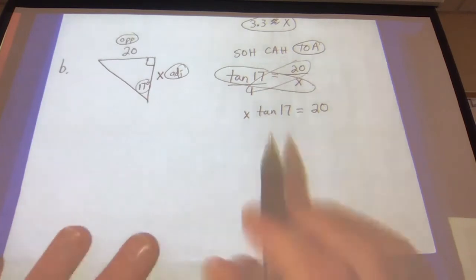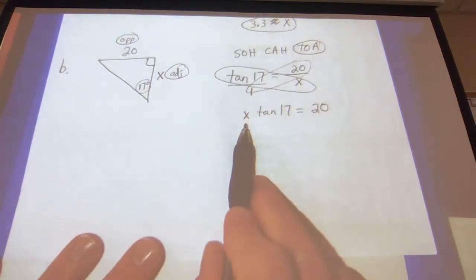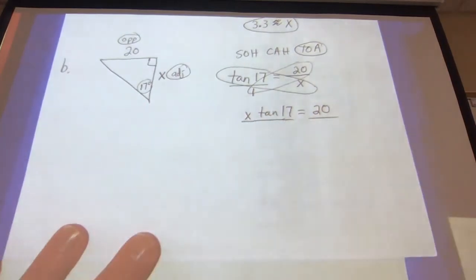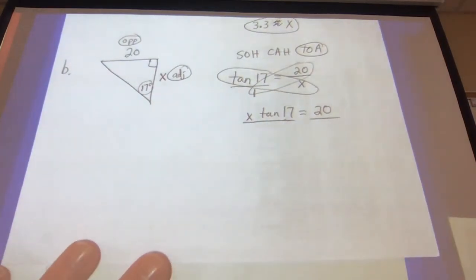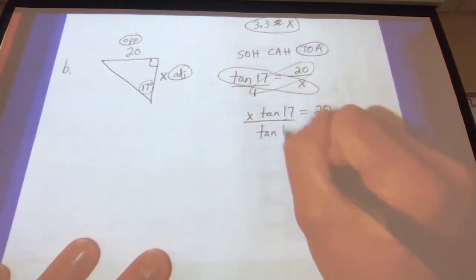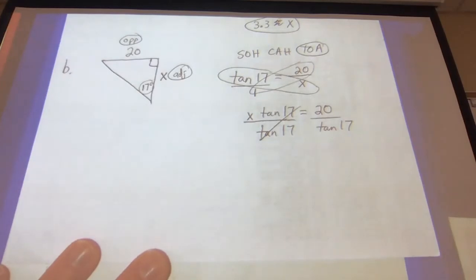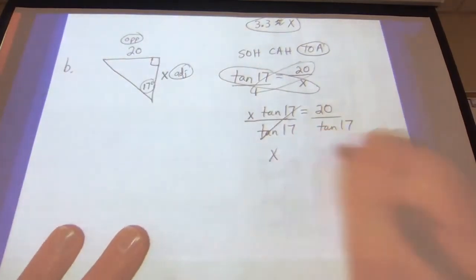And we're almost there. We want to solve for x. We want to get the x all by itself. So to get x all alone, I'm going to divide both sides. What would I divide both sides by? Tangent of 17. We do that because those reduce down to 1, leaving you with x on the left.